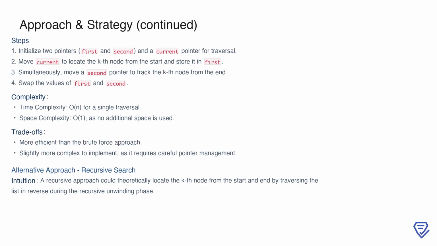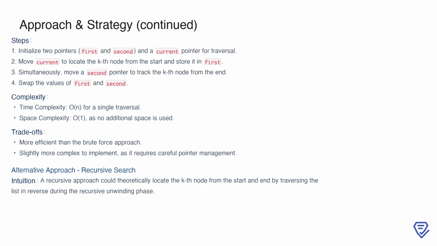As we traverse the list, we use the current pointer to locate the kth node from the start, storing it in the first pointer. Simultaneously, the second pointer is used to identify the kth node from the end by maintaining a delay of k steps between current and second. Once both nodes are identified, we simply swap their values.